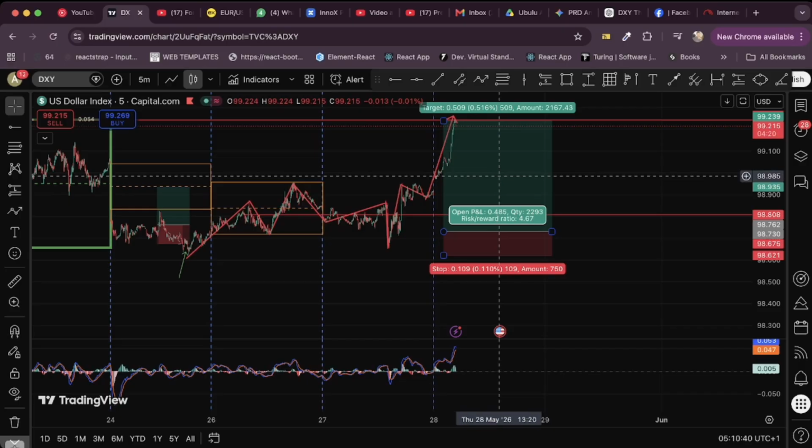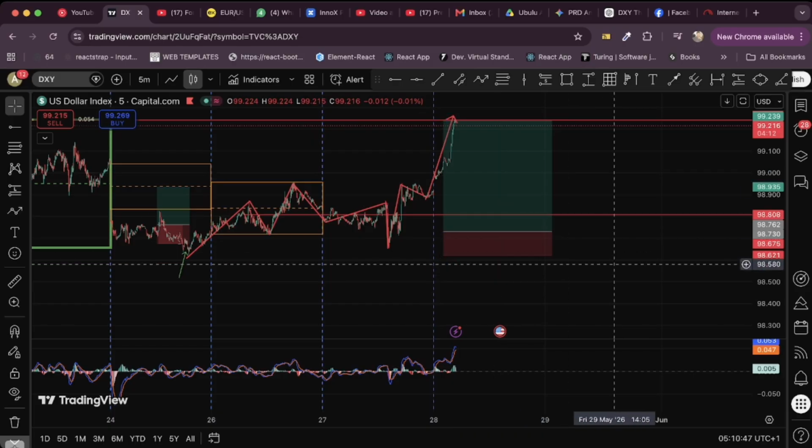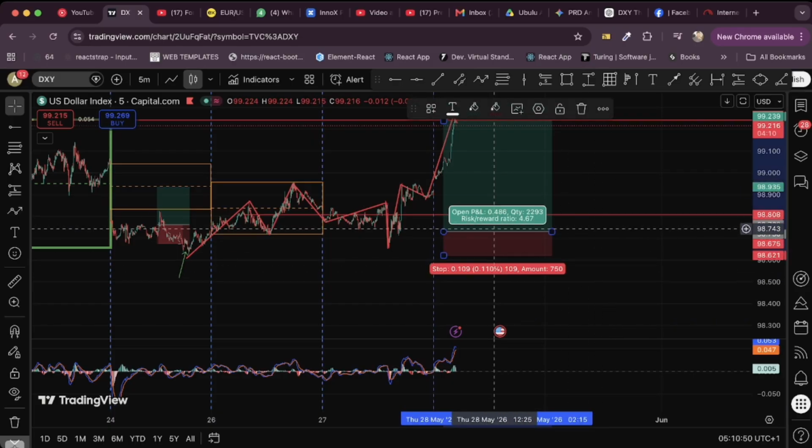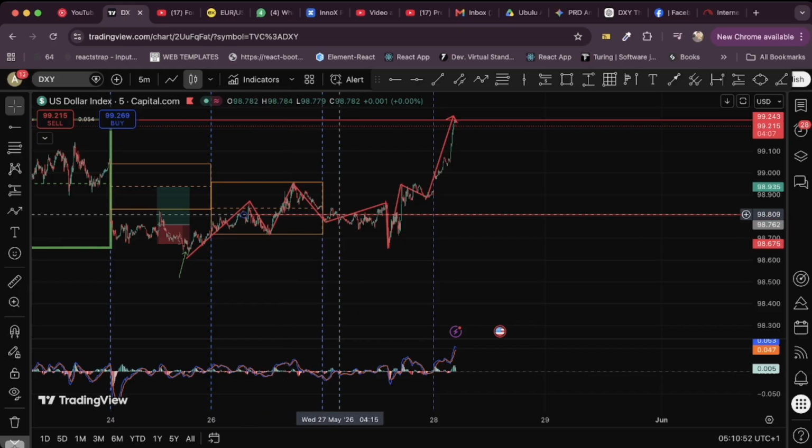That's almost a 4-to-1 risk to reward ratio, but we're not here to talk about risk to reward ratio. So with that said, let's get to what we think price will be doing today.